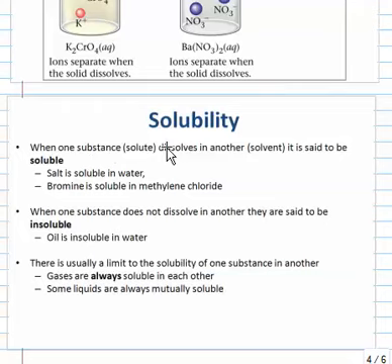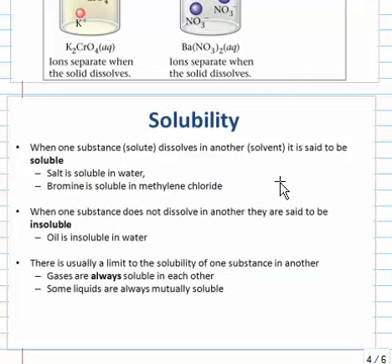vocabulary, when one substance dissolves in another, we say that substance is soluble, and we call that substance that is dissolved the solute, and the solution, or the liquid that it dissolves in, we call the solvent. In most cases, this is going to be water. So we know that sodium chloride, or table salt, is soluble in water. When we add crystals of sodium chloride, they will dissolve and appear to disappear. But when we're dissolving, again, remember, we have now separate ions in solution, separate hydrated ions.